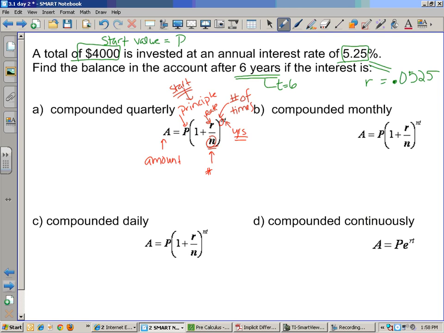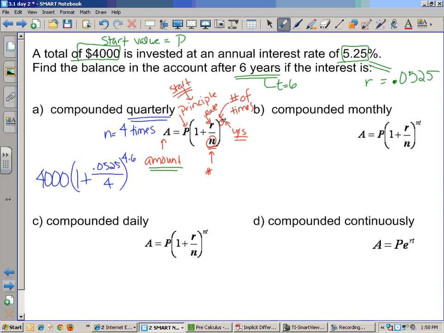What we want to find is the amount of money we have at any given time. So quarterly, what does quarterly mean? There are 4 quarters in a year, correct? So N is equal to the number of times we compound per year. We're just going to plug it in: 4,000 times 1 plus the rate, 0.0525, over 4, to the power 4 times 6.